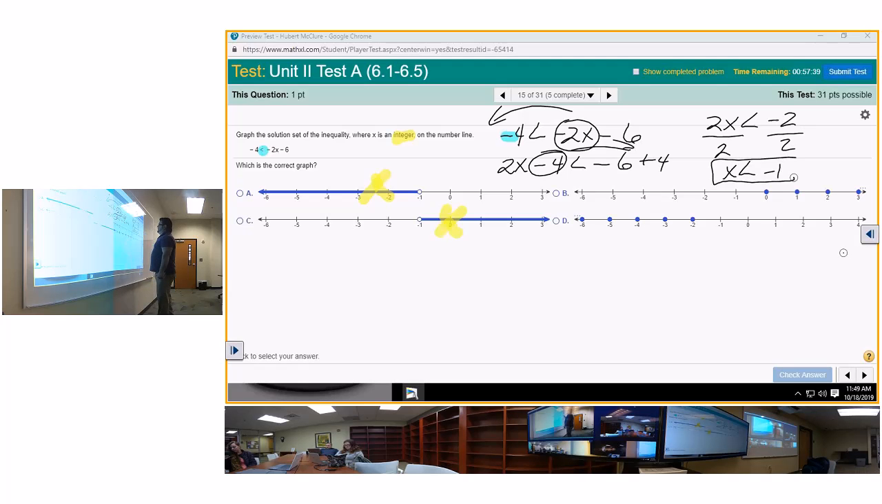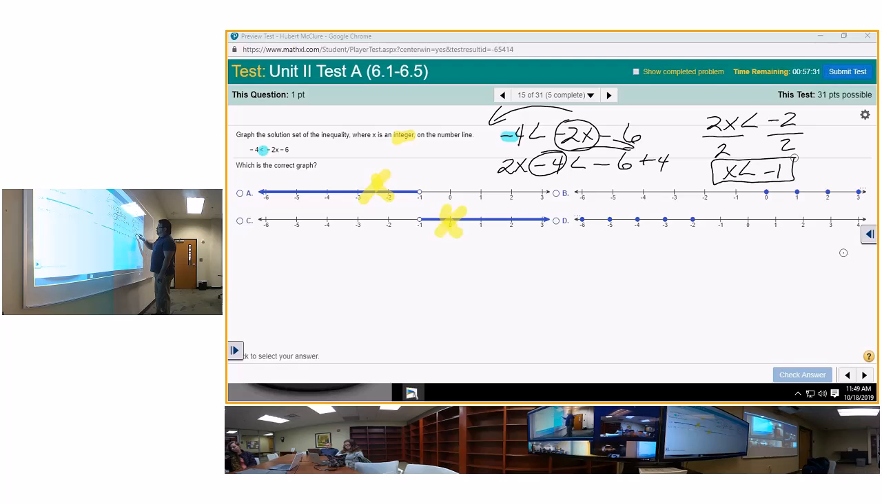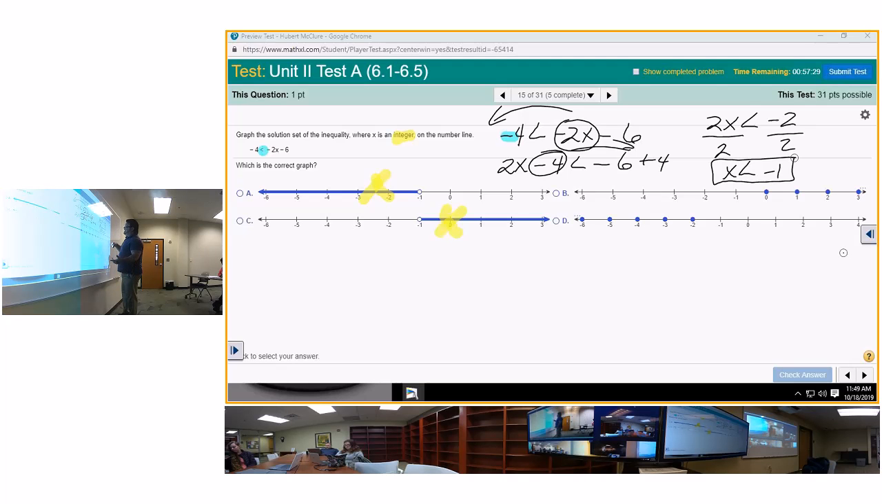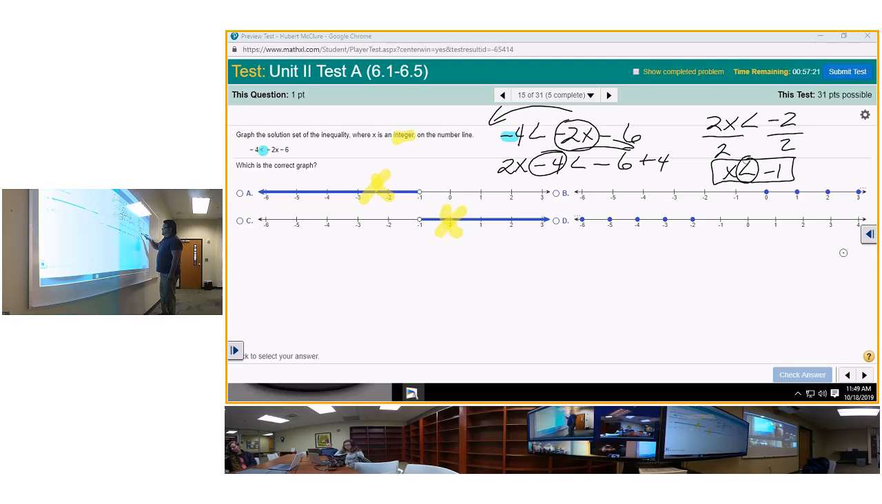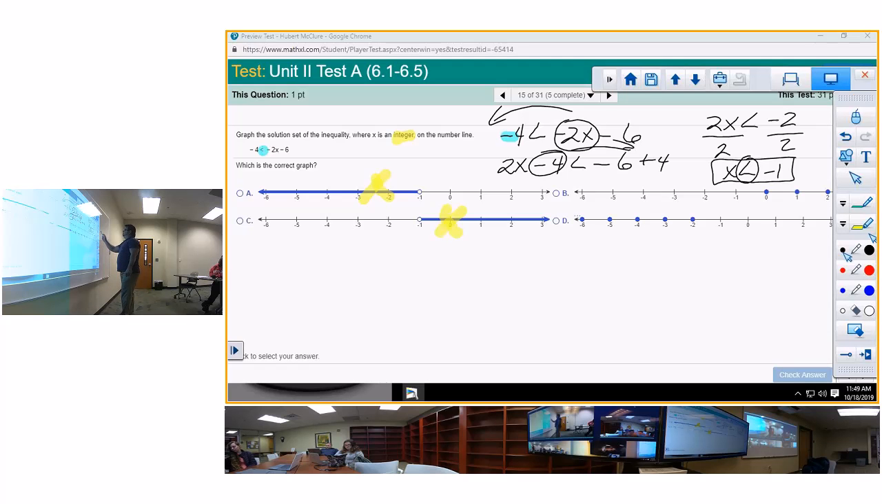Negative 1. So that means at negative 1, we can't put an open circle there because that would include negative 1.001 and negative 1.002 or whatever. We can't do that. So when you have this with an integer, there's no dot at all on the number. So that means it's got to be one of these two. Which numbers are less than negative 1? D. Delta. Yep. So delta is your answer.